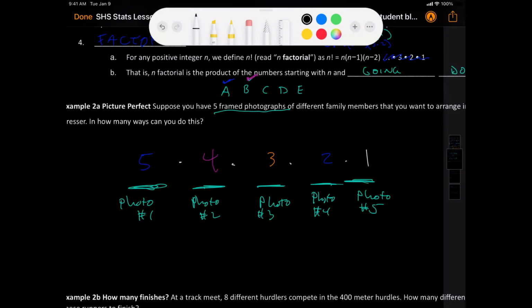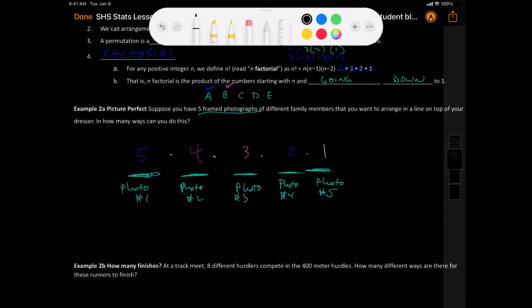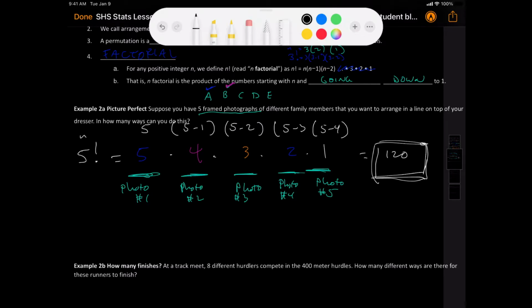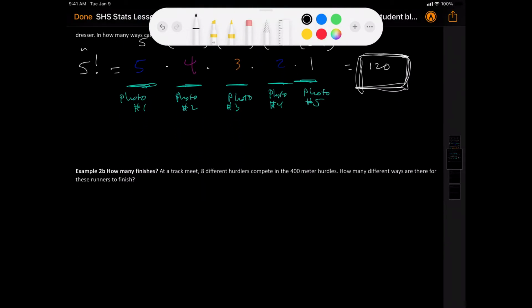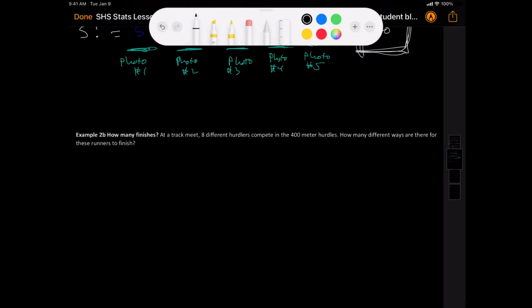So if you multiply these, 5 times 4 times 3 times 2 times 1, this is actually the same thing as 5 factorial. Remember the definition: if n equals 5, this is really 5 minus 1, 5 minus 2, 5 minus 3, and 5 minus 4. Okay? That's the formula. And if you multiply that, you would get basically 120. There are 120 ways to arrange those 5 photos on top of your dresser. Go ahead and try 2B, and then press play when you're ready.